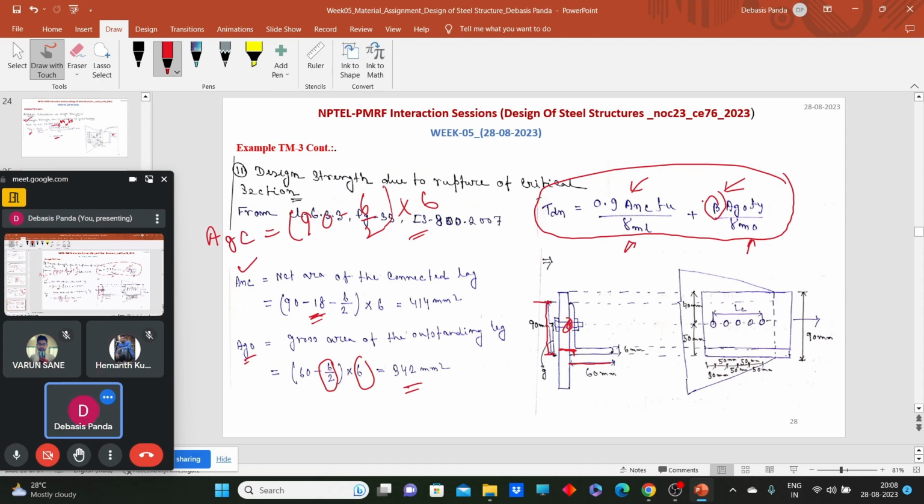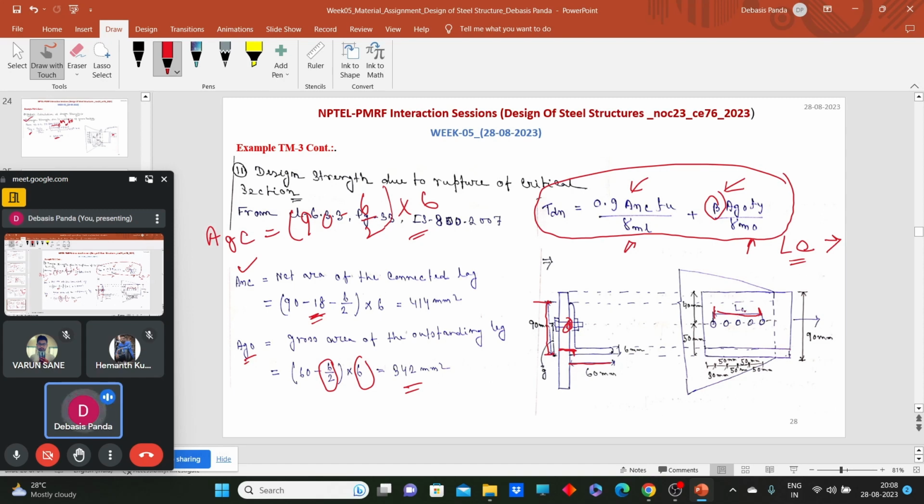To calculate the beta, one more parameter, LC, which I forgot to explain. What is the LC? This is the length of the connection. This is measured from the center of first bolt to the center of last bolt. So if you have the number of bolts, and if you know the pitch distances, then you can calculate the LC.